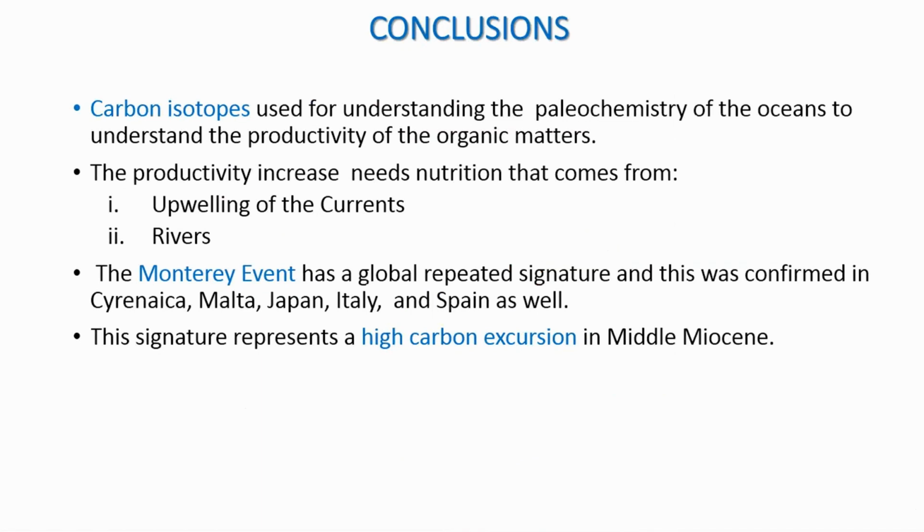Let me conclude this presentation. The conclusion from the introduction: carbon isotopes are used for understanding the biochemistry of the oceans and the productivity of organic matter. Productivity increase needs nutrients that come from upwelling of currents and rivers. The Monterey event has a global repeated signature, and this was confirmed in Cyrenaica, Malta, Japan, Italy, and Spain as well. This signature represents a high carbon excursion in the Middle Miocene.